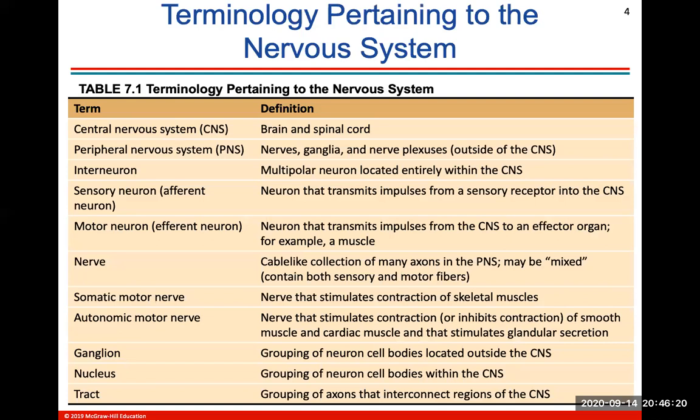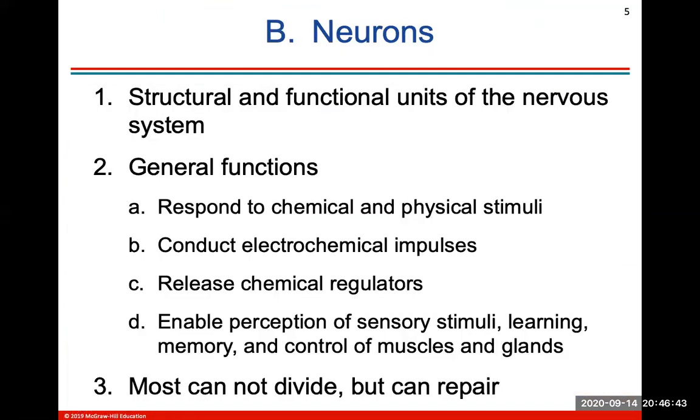This is a great summary of different terms in the nervous system, the definition, and then the differences between an interneuron, sensory neuron, motor neuron, the nerve itself, a somatic and autonomic nerve, the ganglion, nucleus, and tract. And you should have a really good understanding of these terms. Hopefully a review from anatomy, but please spend some time on those terms as well.